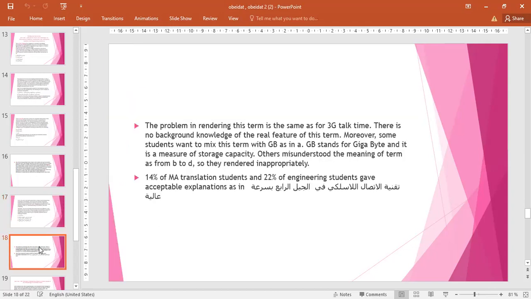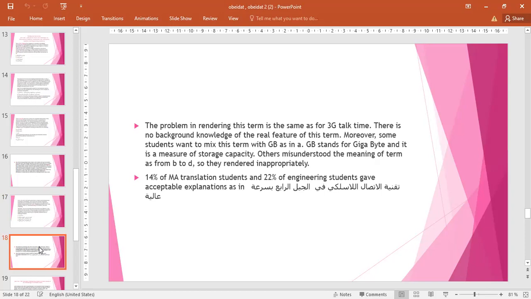The problem in rendering this term is the same as for 3G talk time. There is no background knowledge for the real feature of this term. Moreover, some students want to mix this term with 4GB, as GB stands for gigabyte, and it is a measure of storage capacity. Others misunderstood the meaning of the term as "for B to D", so they rendered it inappropriately.